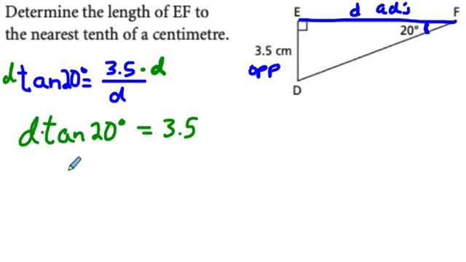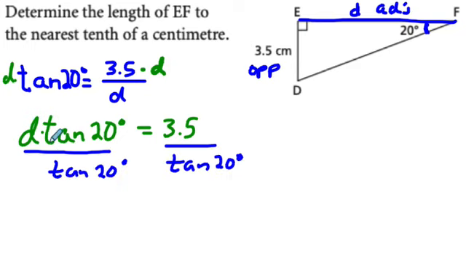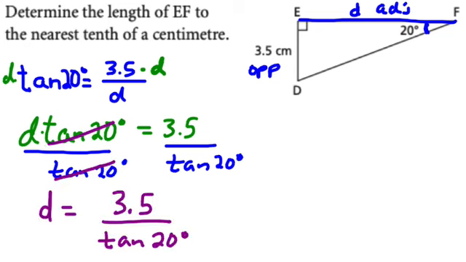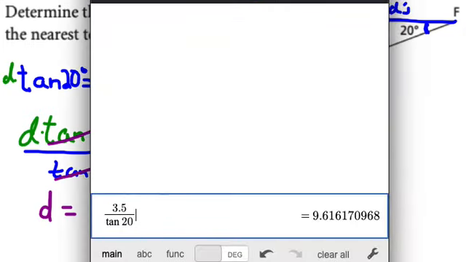And again, we want to get D by itself, so we divide both sides by tan 20. And when we do that, of course, the tan 20s cancel out, and we'll have D equals 3.5 over tangent of 20. Now this we can throw into our calculator. 3.5 divided by the tangent of 20 equals 9.6. Again, always make sure your calculator is in degrees.